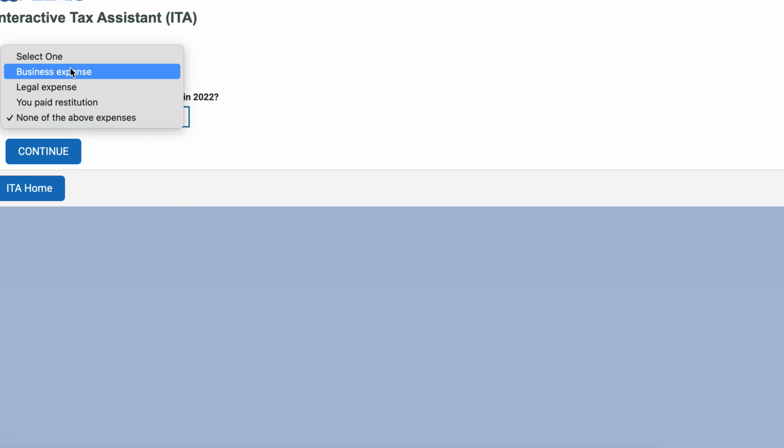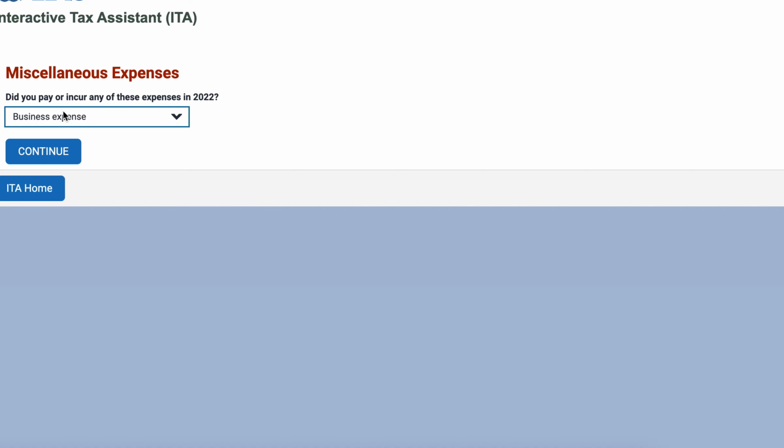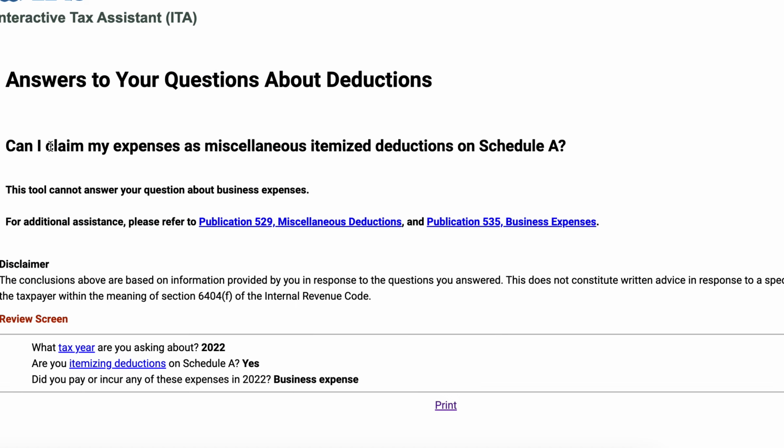There's only 4 different categories, so let's go through each of them in order. Business expense. The answer says this tool cannot answer your question about business expenses. You'll have to go to IRS Publication 529, Miscellaneous Deductions, and Publication 535, Business Expenses. The reason is that if you're talking about business expenses, they could be deductible, but then you also have to determine where on your tax return you would deduct them.